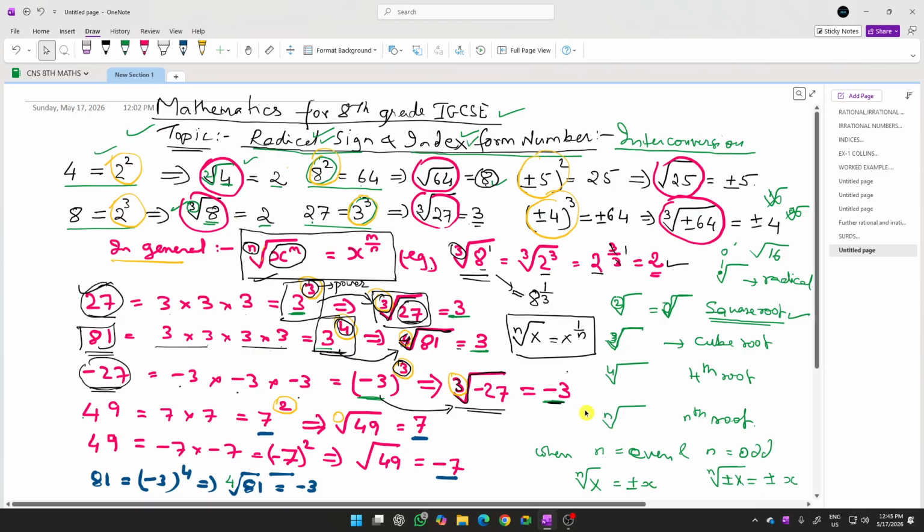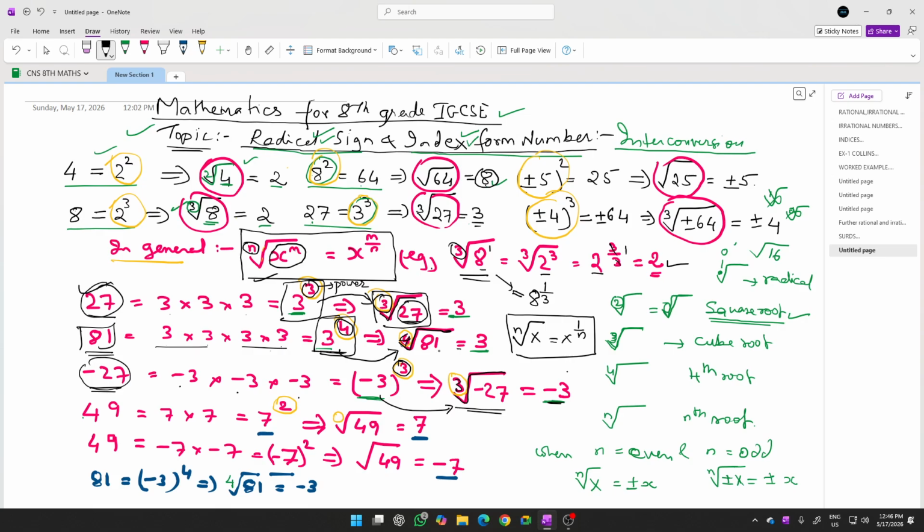Okay, so a very important thing that you should understand is you have learned to interconvert, to convert from index form to radical form, but the two forms are not the same. What I mean to say is nth root of x raised to m can be written as x raised to m by n. This is how interconversion takes place. But let me tell you, this fourth root of 81, its value will be 3.